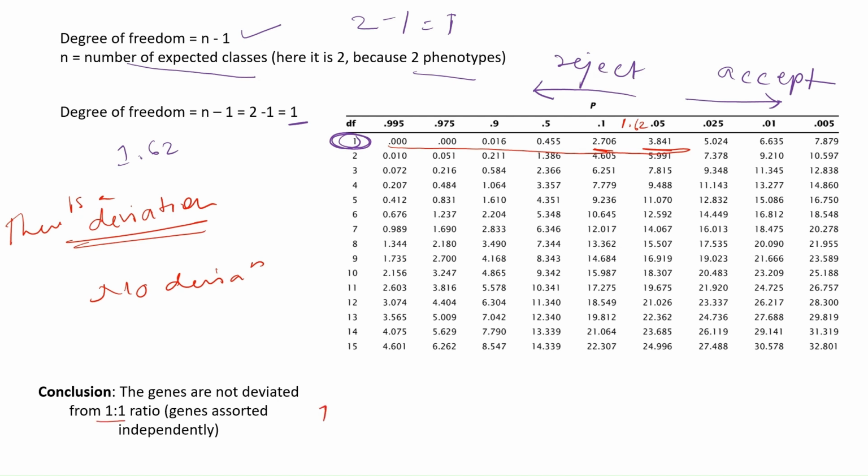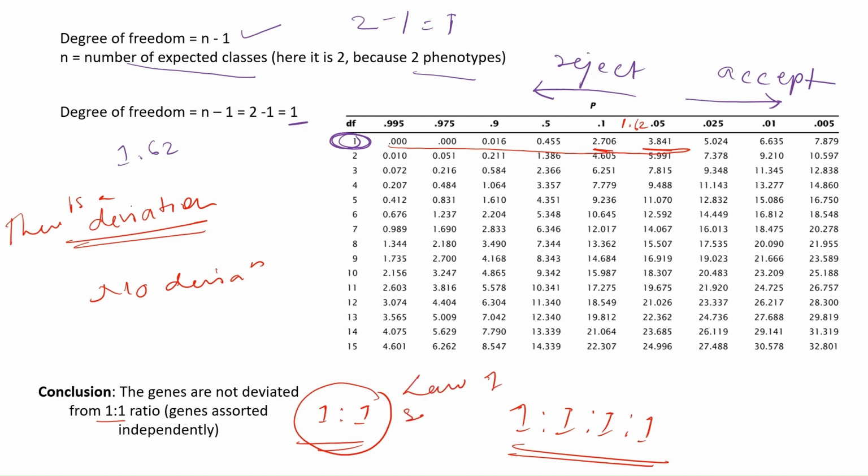Why here 1:1 ratio? Because we are working with only one locus. When we work with two loci, in that case, we have 1:1:1:1 ratio. This is for independent assortment. When we work with single locus, it is law of segregation. When we work with two loci, it is law of independent assortment. When we work with one locus, it is law of segregation.